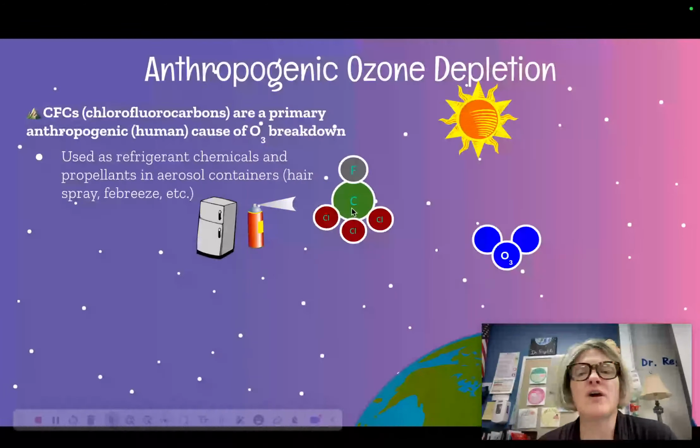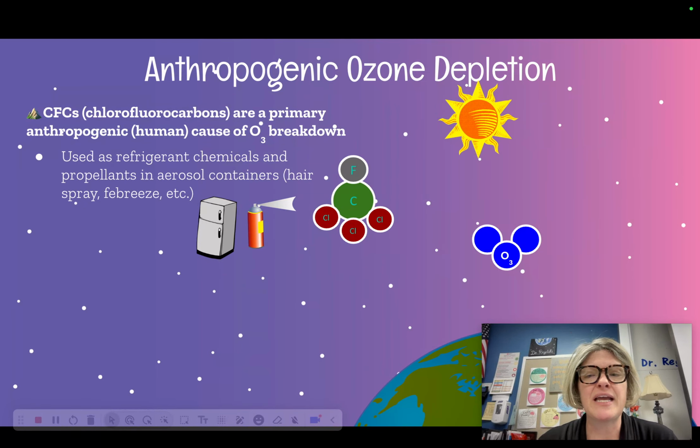CFCs, this molecule here: chloro because of the chlorine, fluoro because of the fluorine, carbon because of the carbon. So a CFC was used as a refrigerant chemical. Freezers, refrigerators, anything, air conditioners, they would put chlorofluorocarbon in. It's a liquid propellant that holds cold air. And so they also used it in aerosol containers, hairspray, window cleaners, different cleaners or spray cans, spray paint cans.